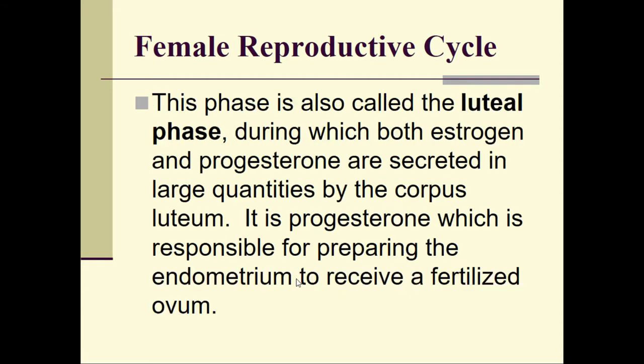This phase is also called the luteal phase, during which both estrogen and progesterone are secreted in large quantities by the corpus luteum. Remember, that is the bulge on the ovary, where the ovary is healing from the rupture that occurred during the release of the egg in the process of ovulation. It is progesterone which is responsible for preparing the endometrium to receive a fertilized ovum. So that hormone is responsible for the uptake and the receiving of that ovum.